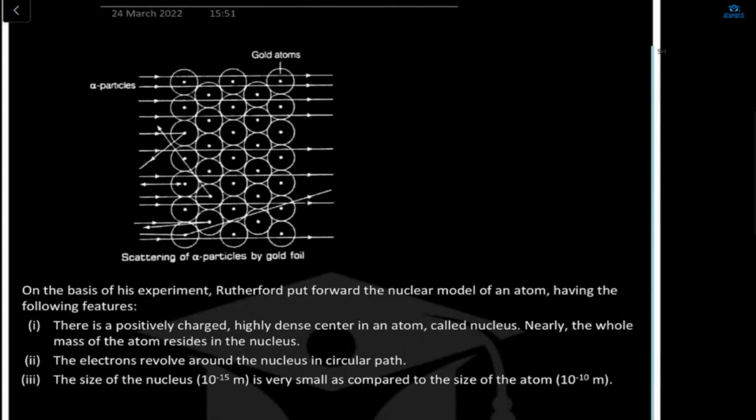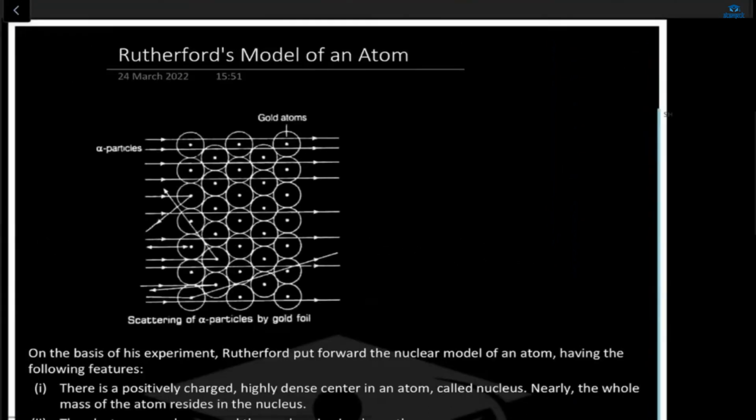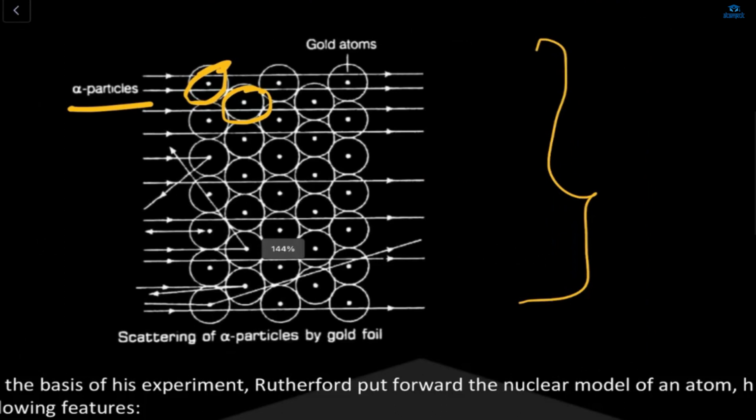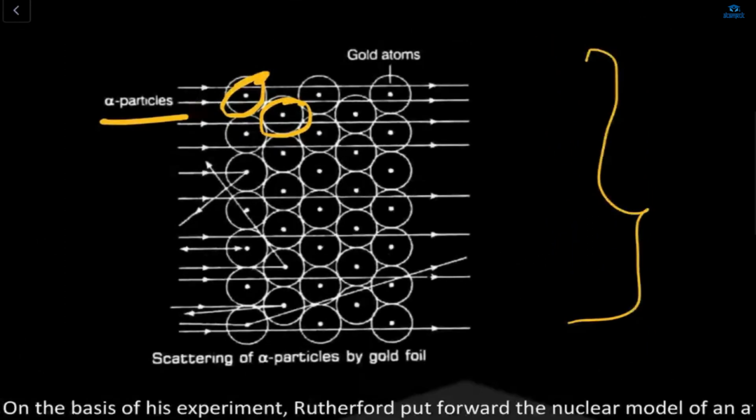See, this is the Rutherford diagram, right? These are the nucleus in this circle. And what is happening? This alpha particle is crossing from this nucleus. These are the atoms, the gold atoms, and the alpha particle is passing through this atom. Now here, scattering of alpha particles by gold foil means this alpha particle is going like this, and then what happened? It scattered, right?